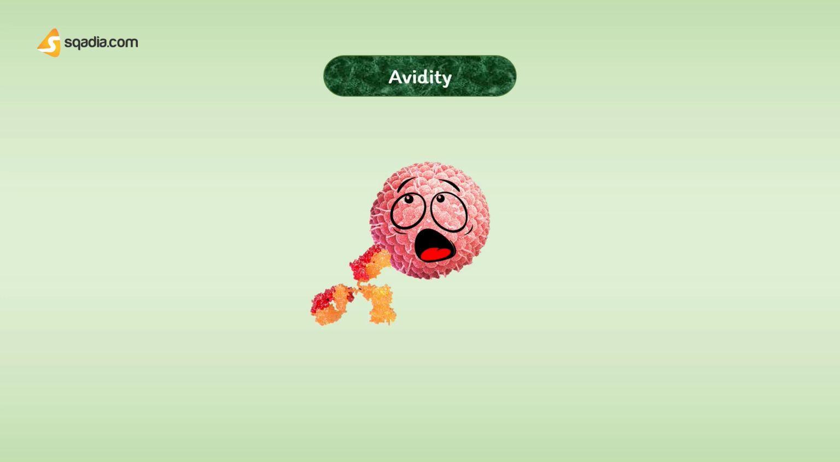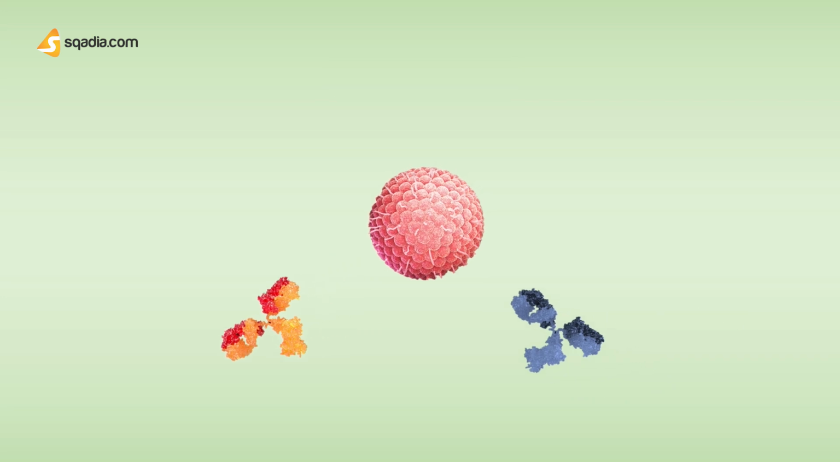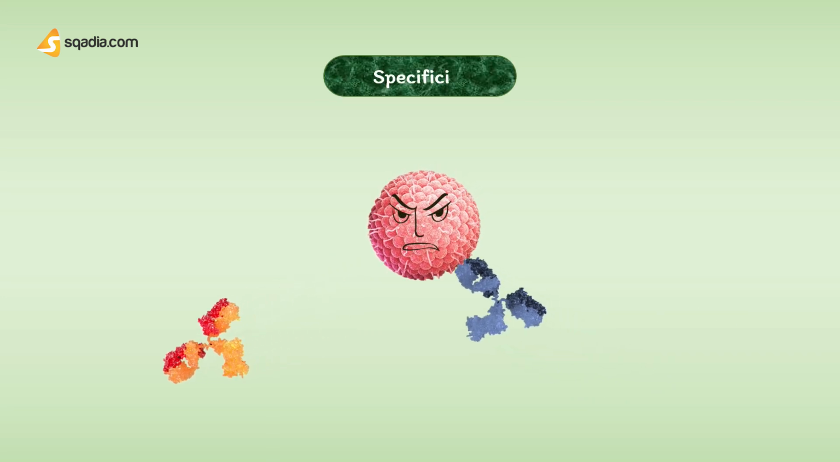The ability of a particular antibody to combine with one determinant rather than another is referred to as specificity. Well, if it's combined with another antibody, it's not going to react.